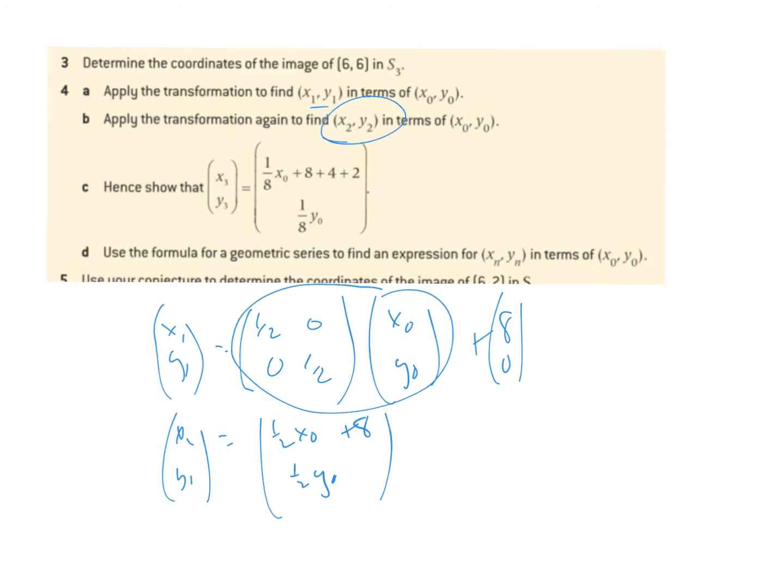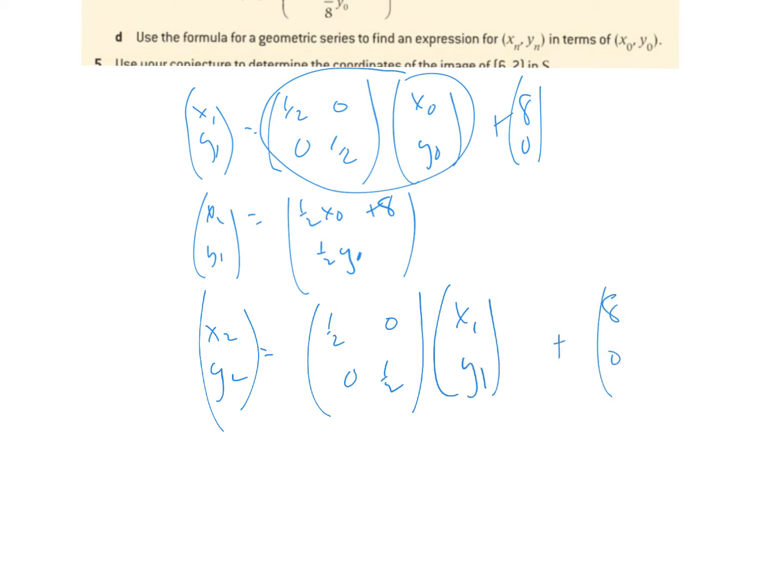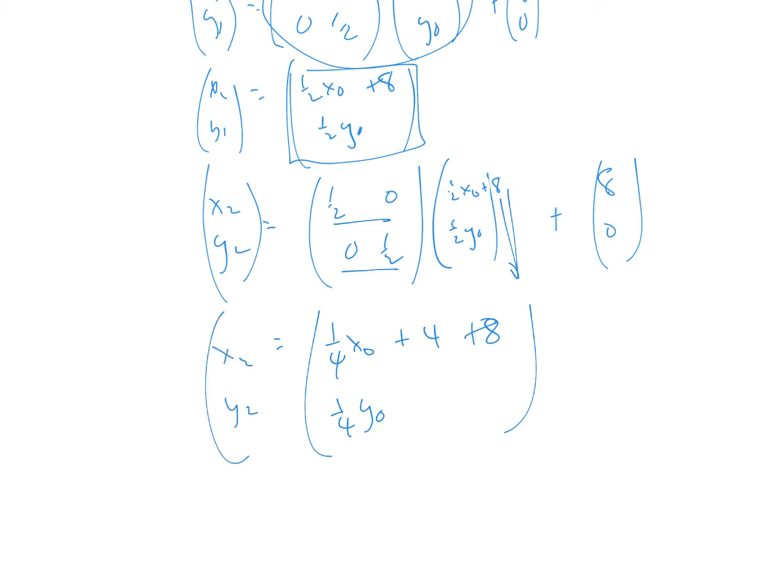And then it says, let's find x2, y2. Well, x2, y2 is equal to 1 half, 0, 0, 1 half times x1, y1 plus 8, 0. But I know what x1, y1 is, so I'm going to replace that with half x0 plus 8 and a half y0. And now I'm going to multiply it out and simplify. When I multiply here and here, I get a quarter x0 plus 4 plus 8. And this one here ends up being a quarter y0. And this is x2, y2.